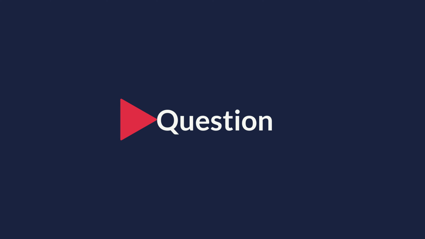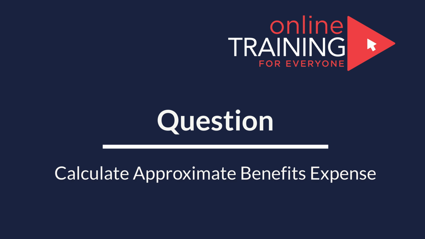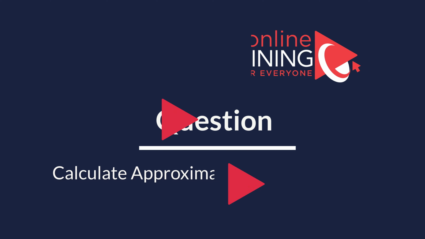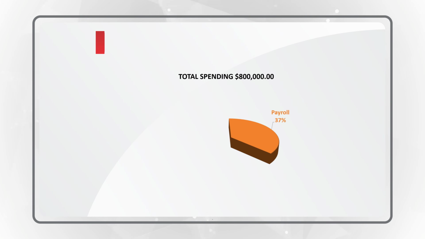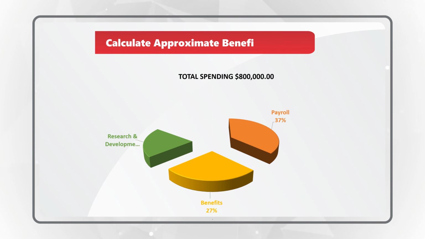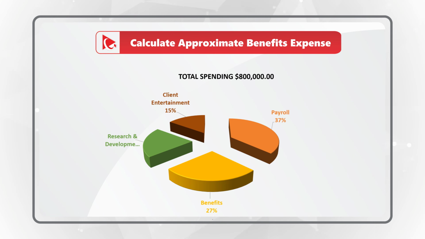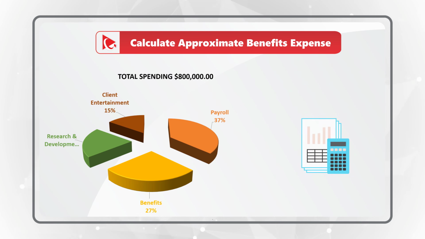Here's an amazing question with unusual twist, which tests your knowledge of the pie charts. You're presented with total spending for the organization, and you need to calculate approximate benefits expense. In addition to benefits expense, you see payroll expense, research and development expense, as well as client entertainment.